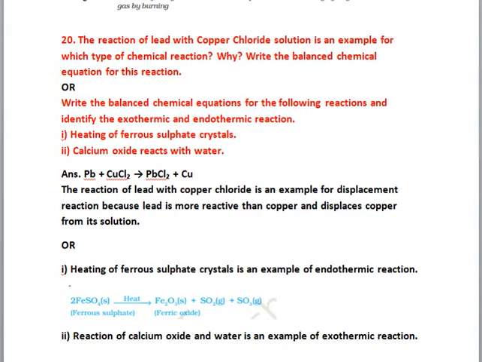So let us write the reactions first. Heating of ferrous sulfate crystals. So what is the formula of ferrous sulfate?